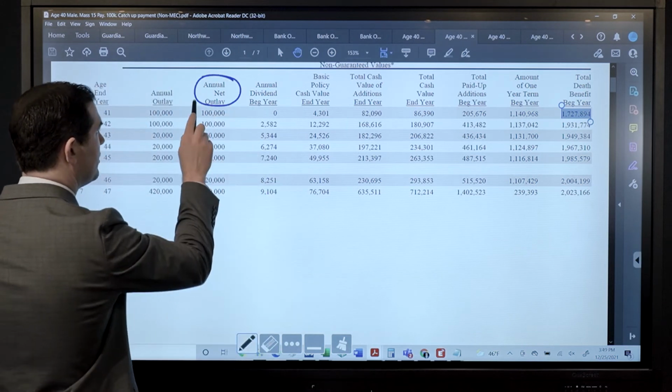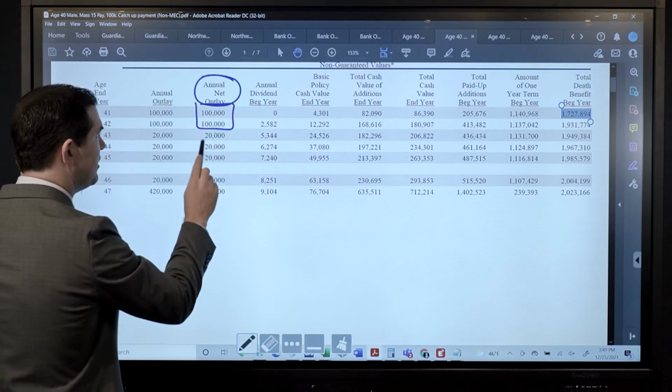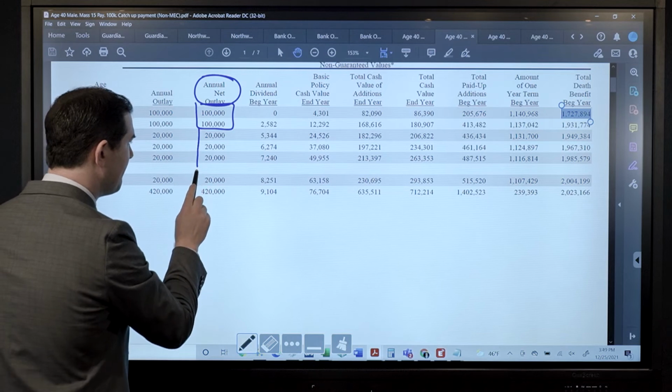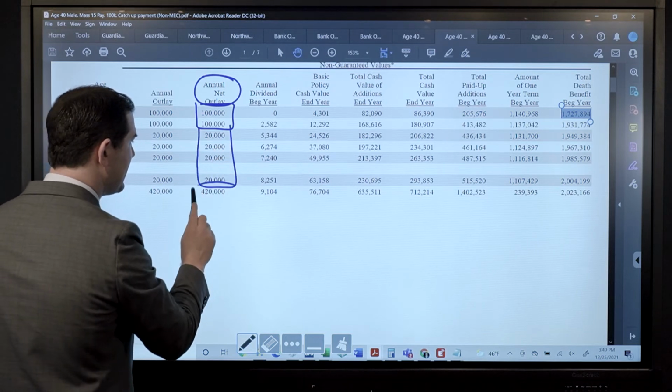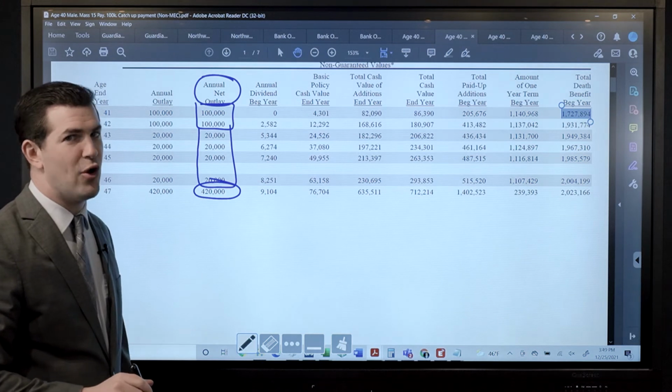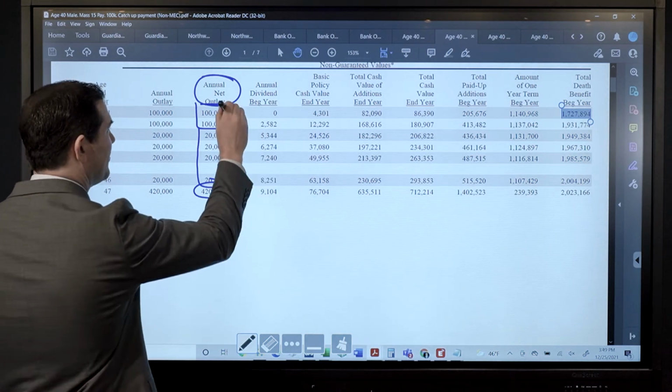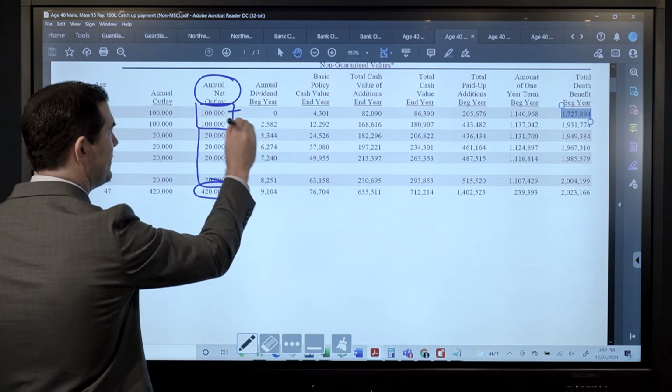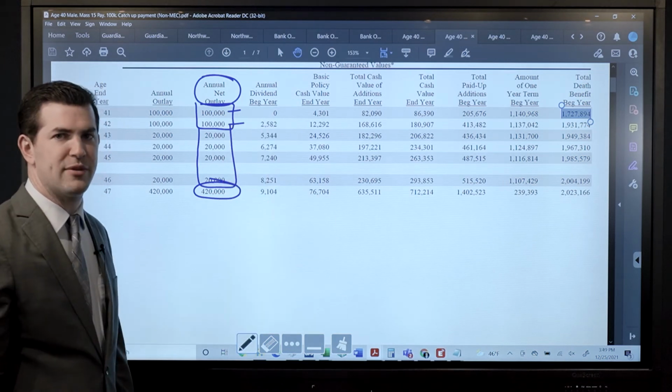Annual outlay, 100K for 2 years. And I've got 20K per year. And then I make a big catch-up payment of $420,000. No MEC occurs. So year 1, funded up to the brim. Year 2, funded up to the brim, up to the MEC limit.